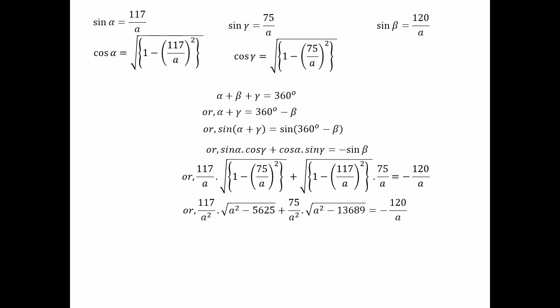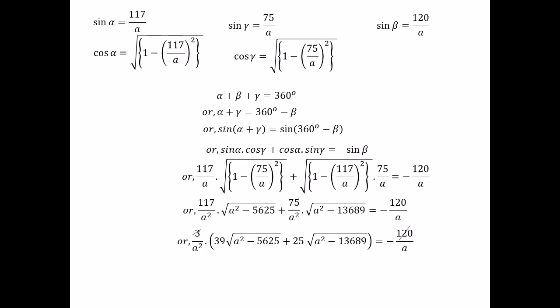The 75 square means 5625, and 75 a square minus 117 whole square is 13689, and minus 120 upon a. This a comes from squaring a square, and root over a square is a, so a into a is a square. Now taking common 3 upon a square, we get 39 root over a square minus 5625 plus 25 root over a square minus 13689 is equal to minus 120 upon a.